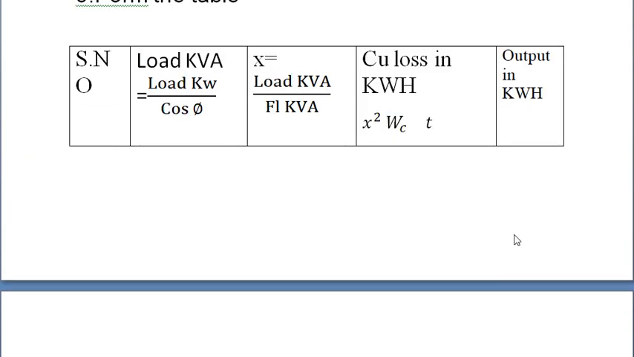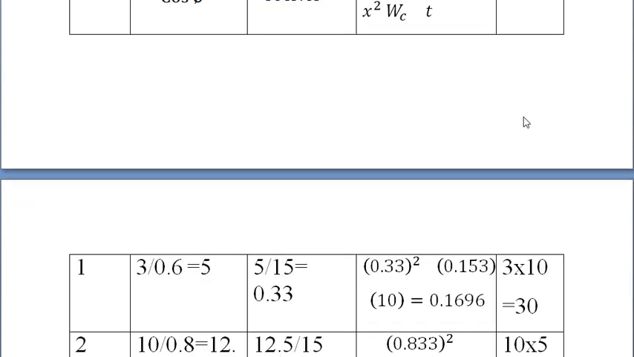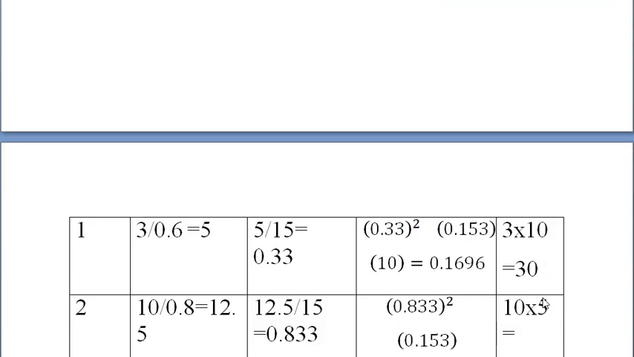Next, what is the output in kilowatts for the first load in kilowatt hours? The first load true power is 3 kilowatts and the number of hours it is operated is 10 hours. So multiply that kW with 10, we get the 30 kilowatt hours. That is the output power in kilowatt hours.